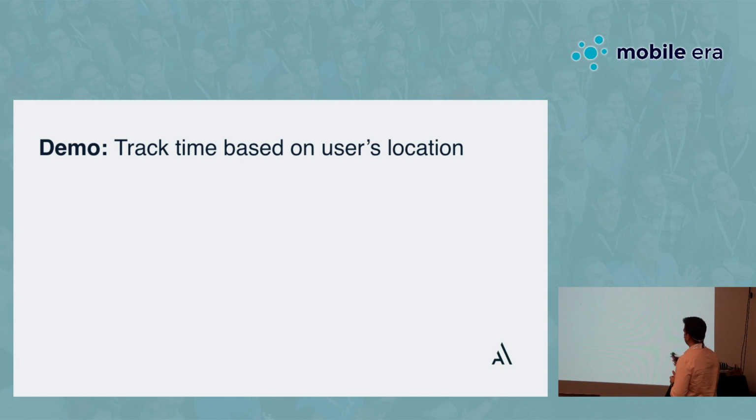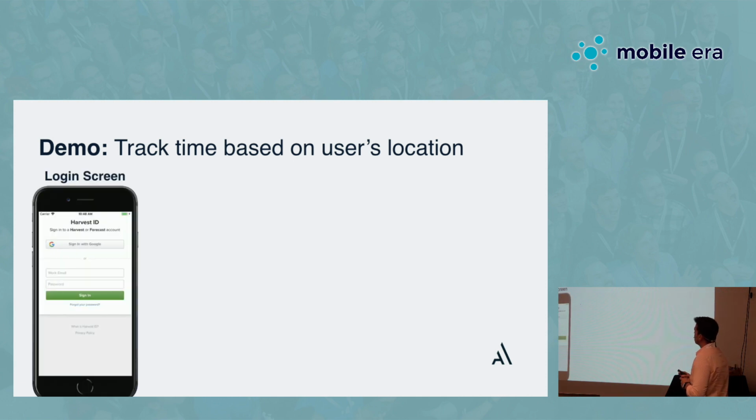So the demo we're going to do is actually that. We're going to track time based on the user's location so that we can log in hours into the Harvest API. And then once we leave work, those hours are going to stop. So the demo consists of 3 different screens. We have the login screen, which is basically a web view.